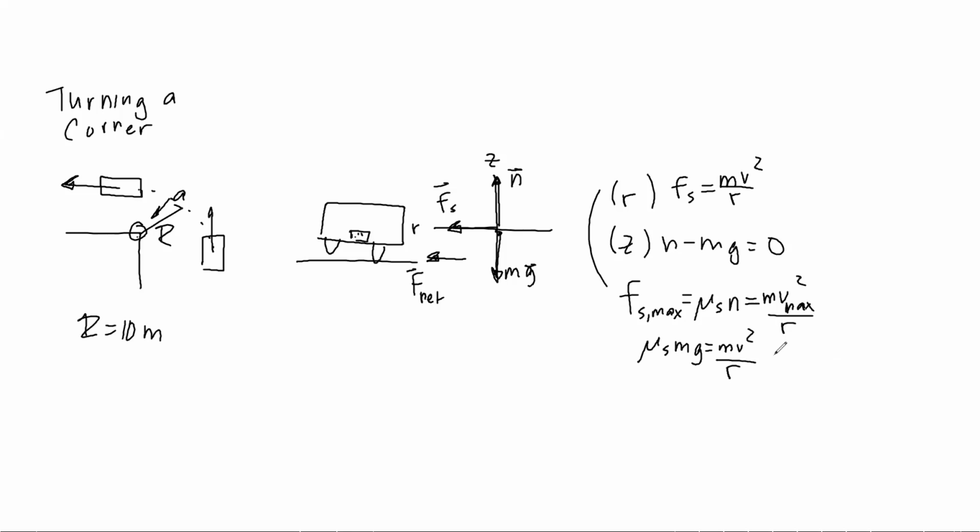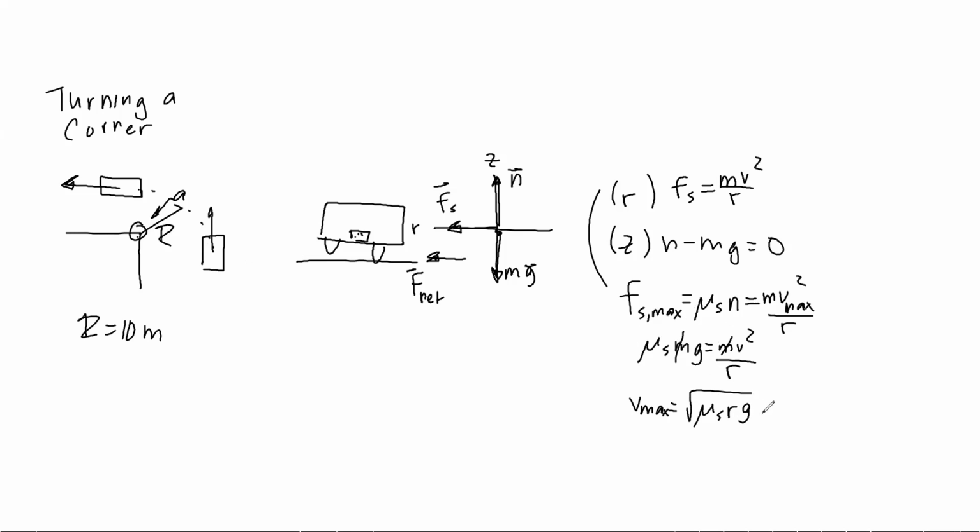Notice how the masses cancel, right? And so just multiplying by r and square rooting, we get an expression for V max, which equals the square root of the coefficient of static friction times radius times g. The coefficient is 1. Radius we assumed was 10 meters. That's not that bad of an assumption. And then g is 9.8.